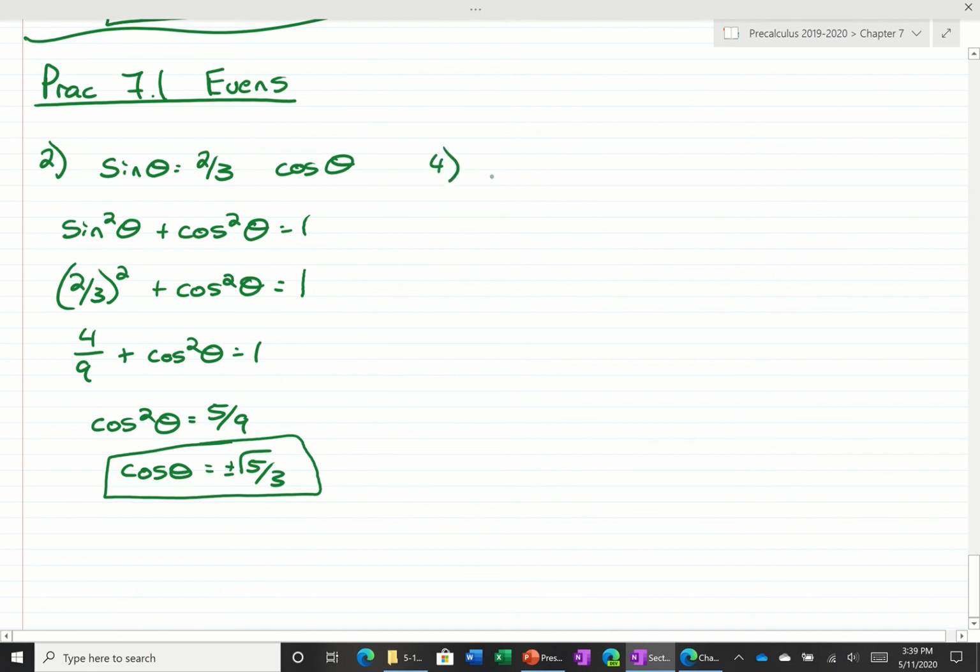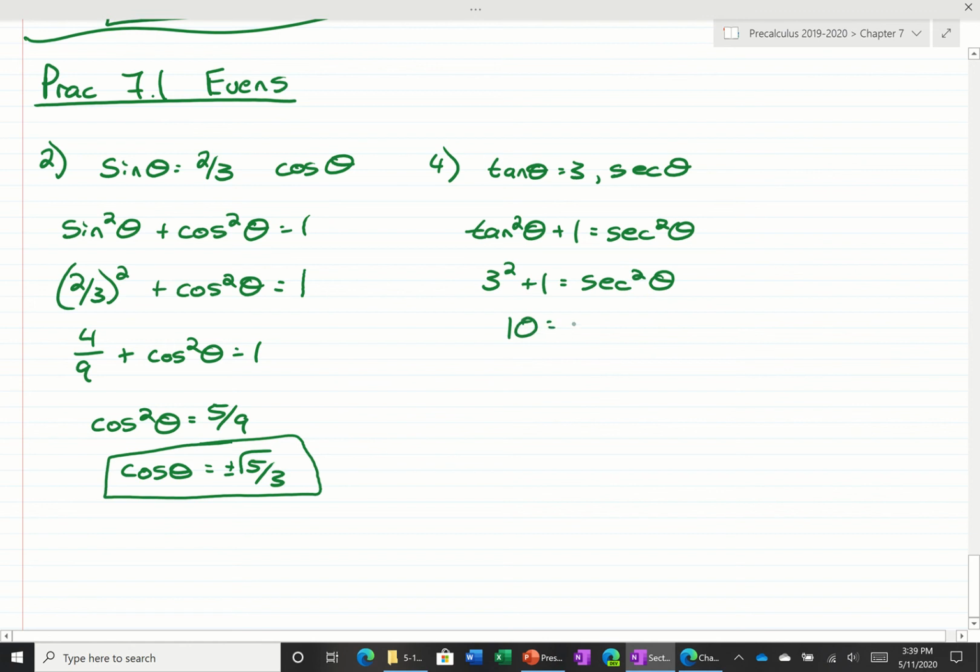Problem number 4, it says that tangent of theta is equal to 3. Find secant of theta. Well, we do have a formula. It said tangent squared of theta plus 1 is equal to secant squared of theta. So if we know tangent of theta is 3, 9 plus 1 is 10. And the secant of an angle in quadrant 1 is always going to be positive, but we could put plus or minus the square root of 10.